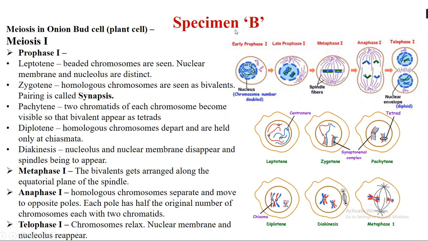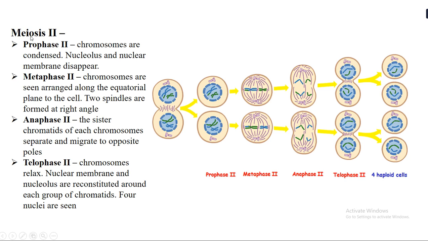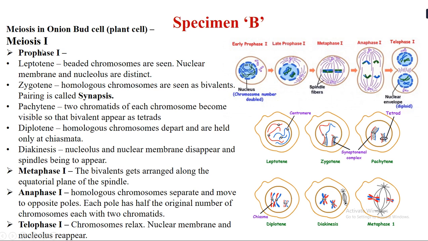Next, specimen B or spot B. Again, spot B has two specimens. This is about meiosis in onion bud cell, or the plant cell. The two specimens that can be kept in spot B are either the stages of meiosis 1 or the stages of meiosis 2. So first, let us study all the stages of meiosis 1.